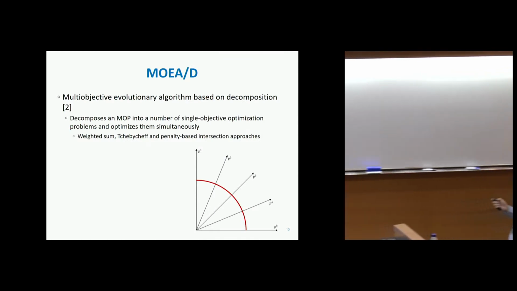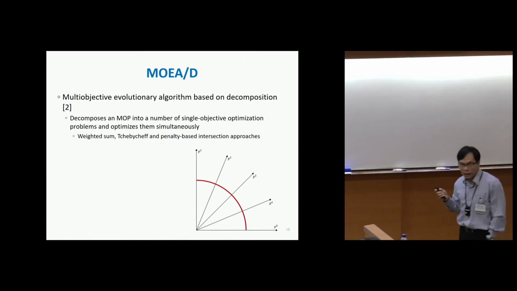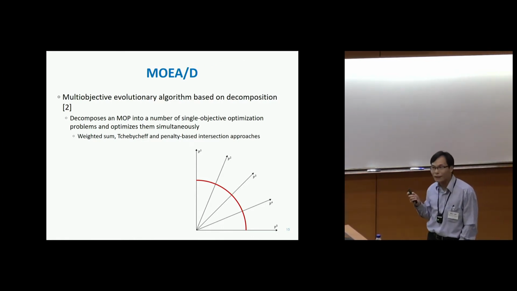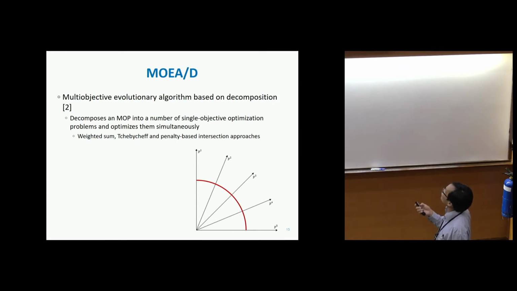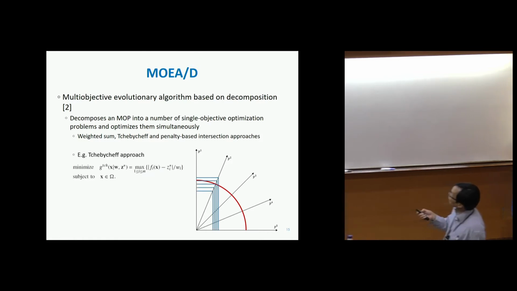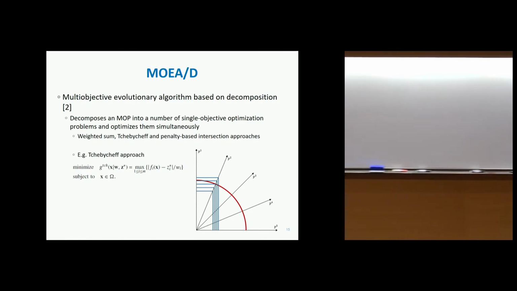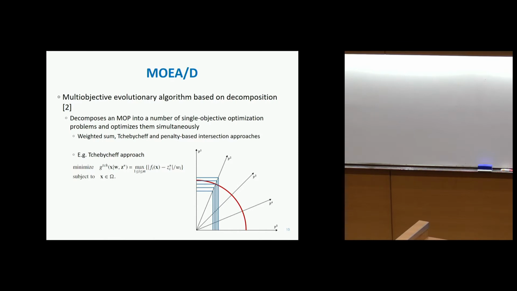MOEA/D, decomposition. This algorithm, I think, was proposed by Qingfu Zhang, and in CEC 2017 it was awarded as one of the winner algorithms in solving multi-objective problems. What it does is decompose a multi-objective problem into a number of single objective optimization problems and then optimize them simultaneously based on the weighted sum and Chebyshev measure. So basically, you minimize the Chebyshev distance between the solution and the weighted sum optimum. You could also turn it into a maximization problem.